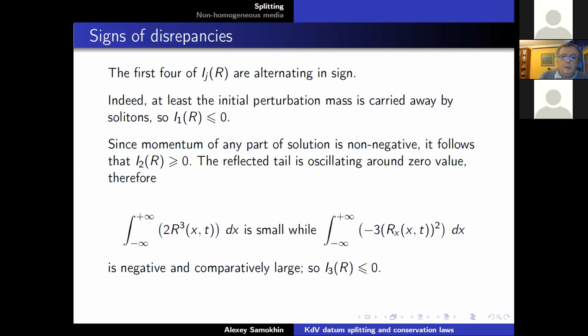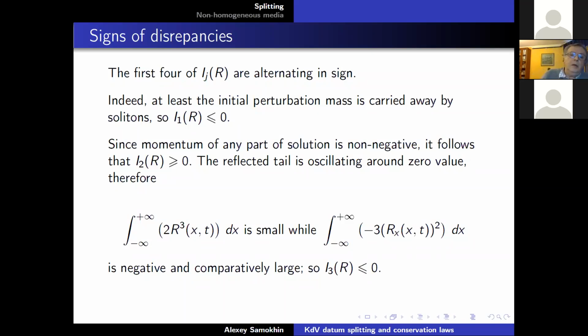Even more simple is the sign of momentum, because momentum is the integral over u square, and therefore it's natural.